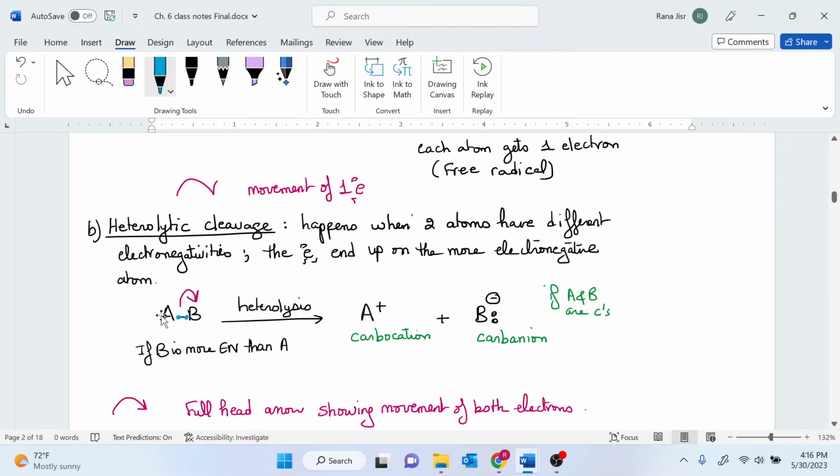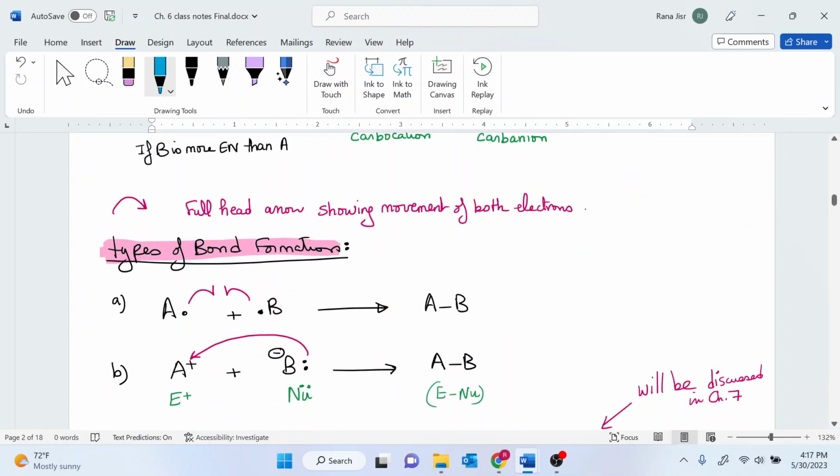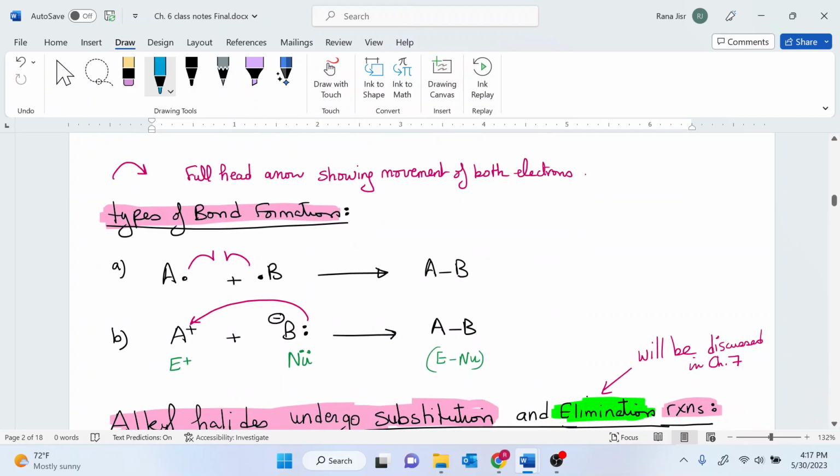If A is not a carbon, then in this case, it's going to be an electrophile, a regular element that has a plus charge there. But B will be electron rich, so we're going to represent this by the electrons that it gained and a negative charge. If B is a carbon, then we're going to form a carbanion. When we break bonds, we form bonds. So there's a rule on how to form bonds. Two types of bond formation.